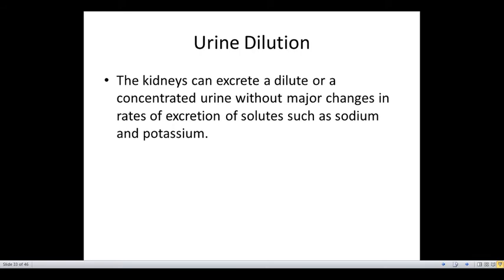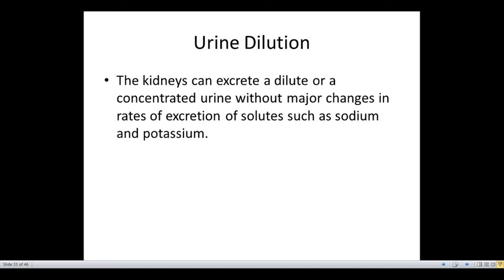Now, this is a very important point, and I repeat it again: the kidneys can excrete either dilute or concentrated urine without major changes in the rates of excretion of solutes like sodium and potassium. And this is important because this is necessary for survival, especially when the fluid intake is limited in certain conditions.